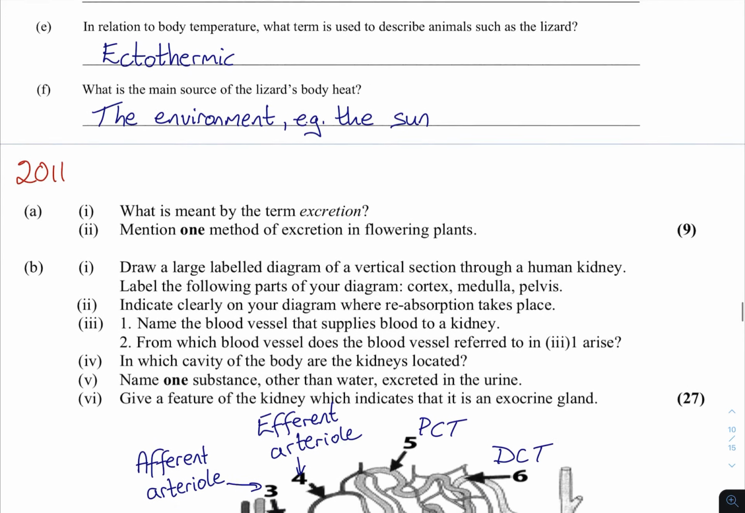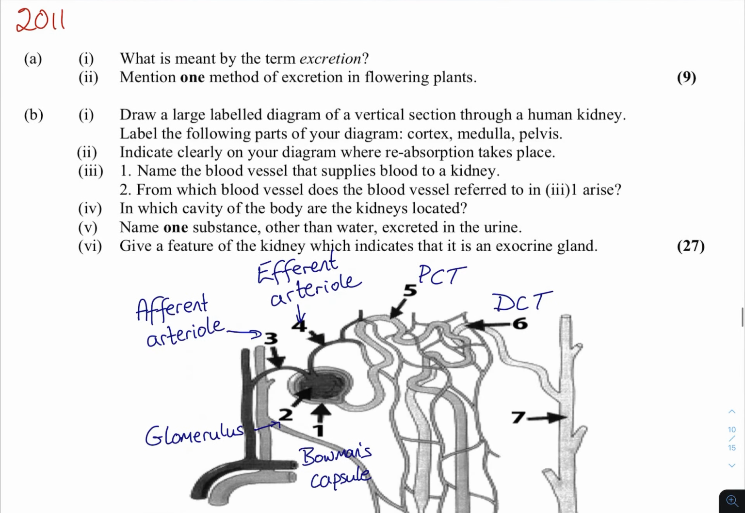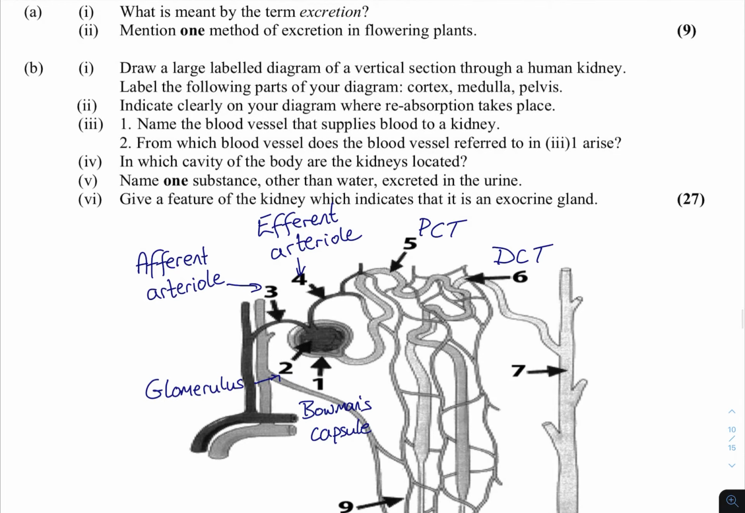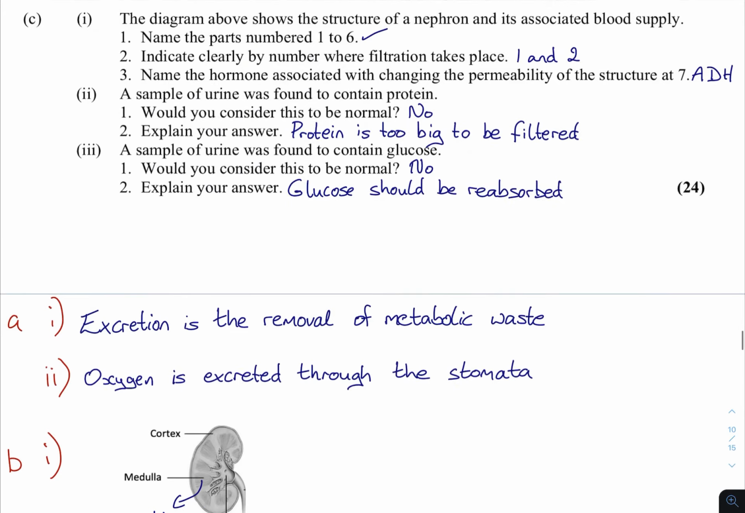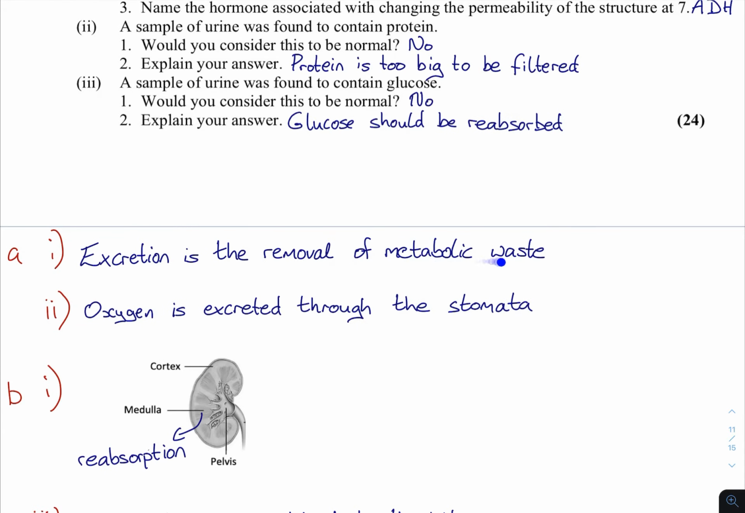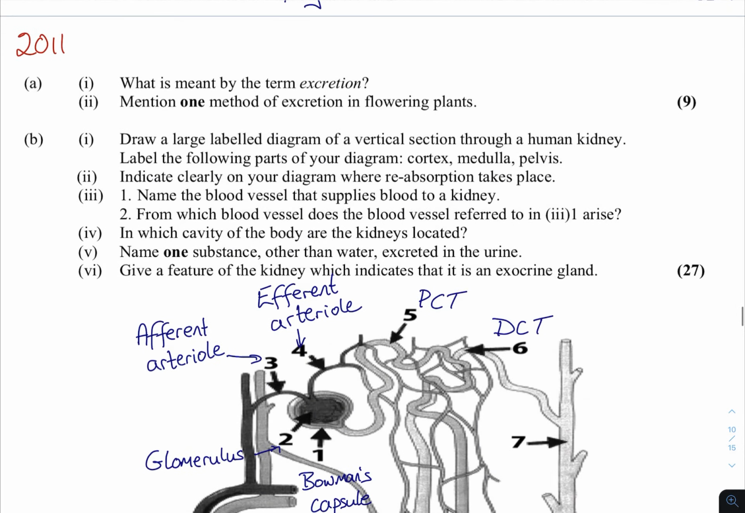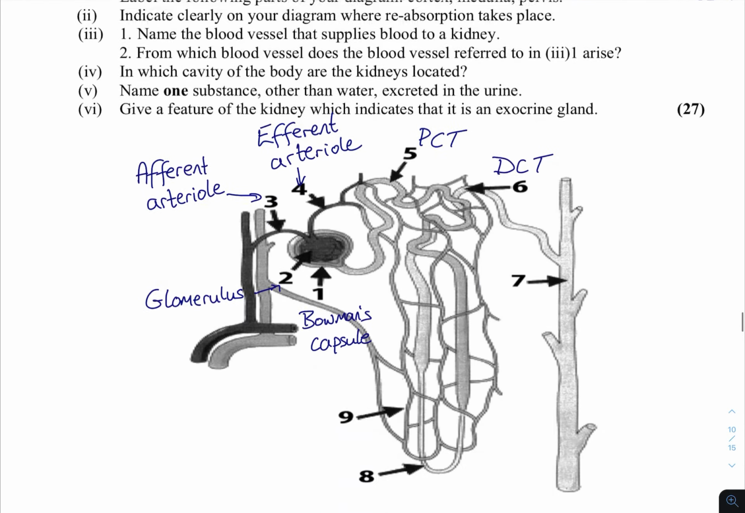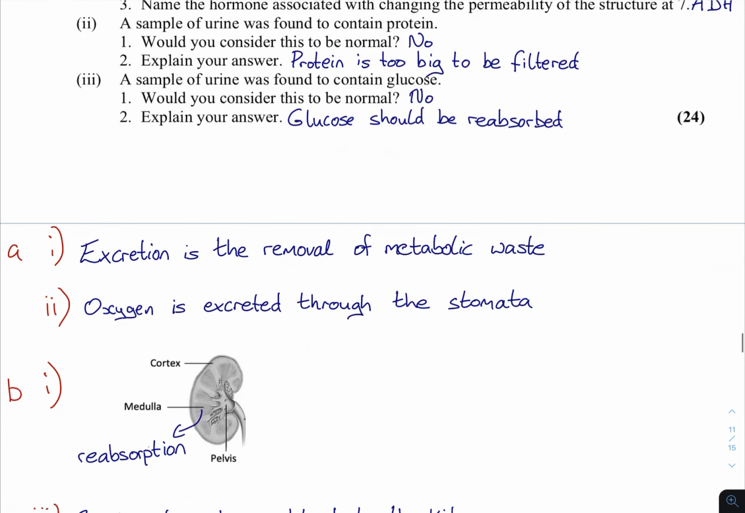2011. So we're not too bad now, we're nearly there. What is meant by the term excretion, and name one method of excretion in flowering plants? We've seen both of those already. Excretion is the removal of metabolic waste. And then you can say for the plant, in relation to the plants, one method of excretion. I just wrote down oxygen is excreted through the stomata, but you could have said the same for lenticels too.